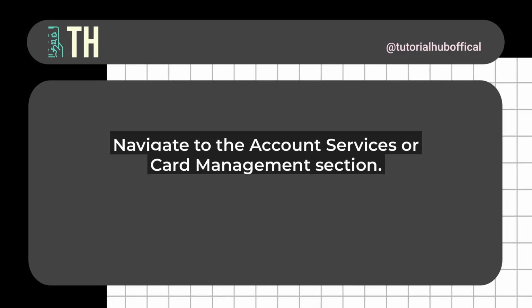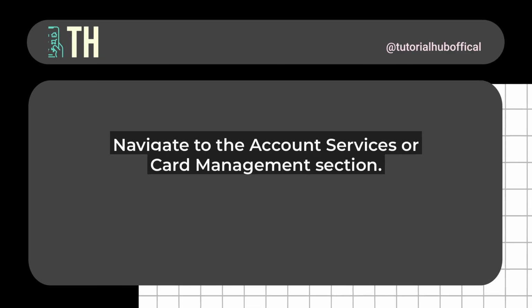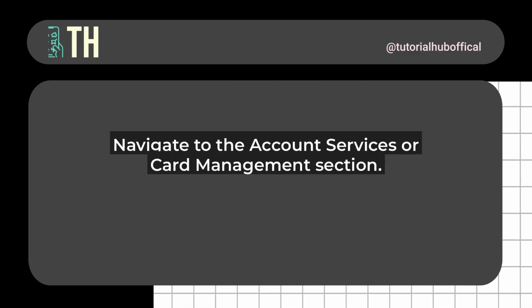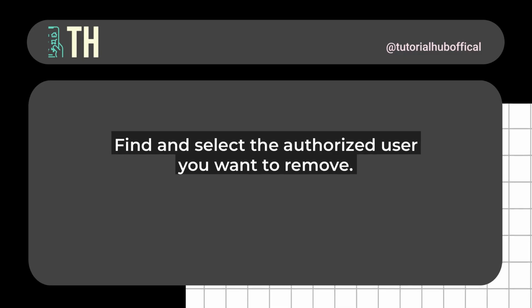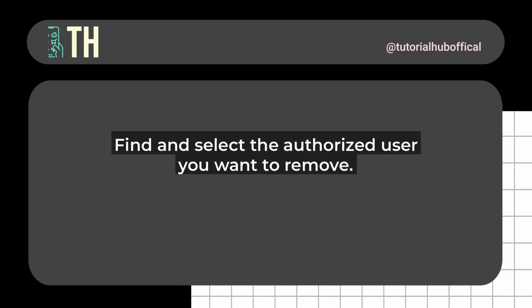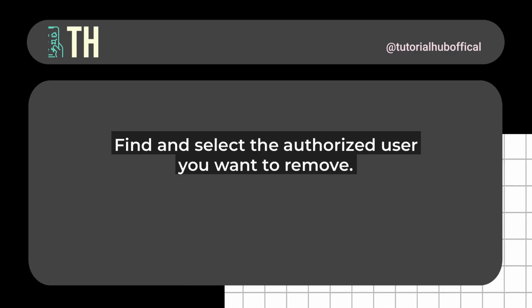Once you're in, navigate to the Account Services or Card Management section. This is usually found in the main menu. Look for the option that says Authorized Users or something similar. American Express might label it as Manage Users. It's all about finding that list of added users.